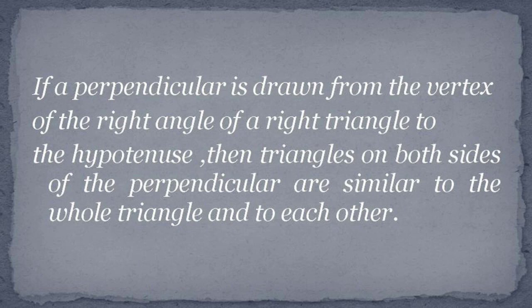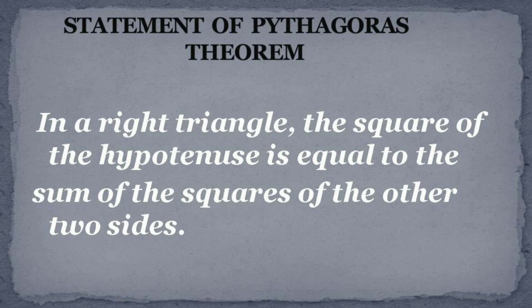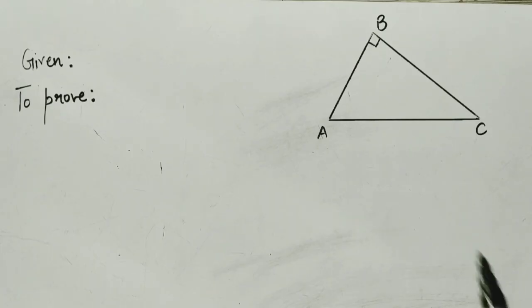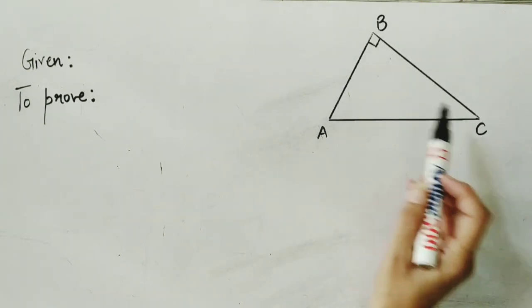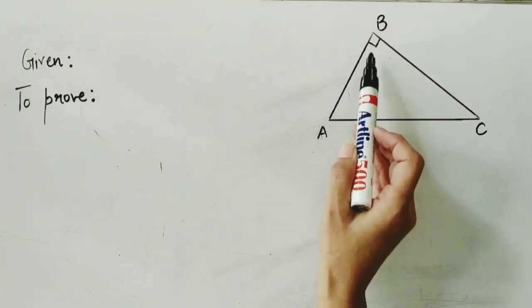Let's see the statement. The statement of Pythagoras theorem says, in a right triangle, the square of the hypotenuse is equal to the sum of squares of the other two sides. Now let's have a look at the proof. So here we are given triangle ABC. It is a right angle triangle, right angled at B.